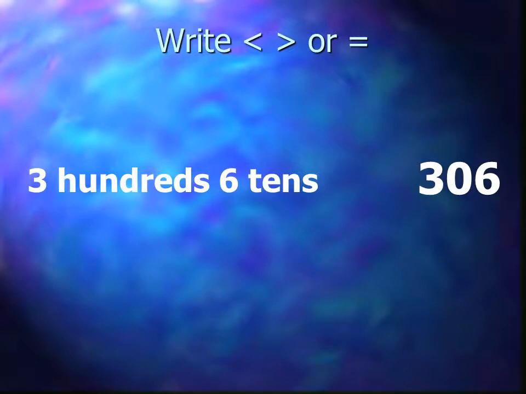All right, continuing on, please write less than, greater than, or equals to with these two numerical notations. And did you put greater than? That's correct. 3 hundreds and 6 tens, which equals 360, is greater than 306.